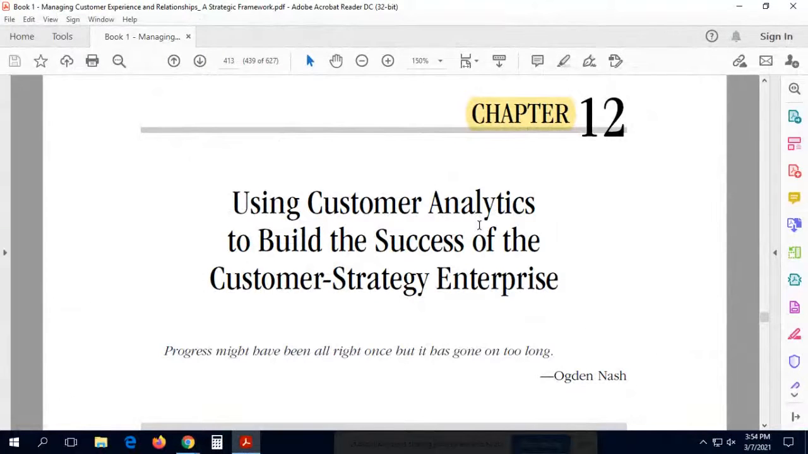Using customer analytics to build the success of customer strategy enterprise. So, a customer centric company. To be customer centric, you would have to think about some type of strategy, how you are going to go about incorporating or fulfilling consumer needs in the best of way, not just mass customization, giving them not just the option, giving them what they really need in that point in time, at the right place and the right time.